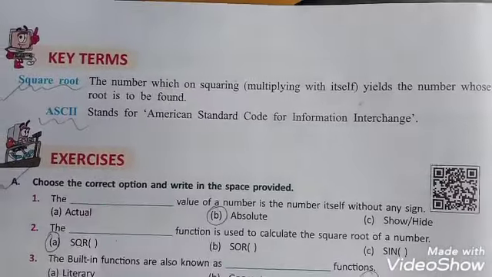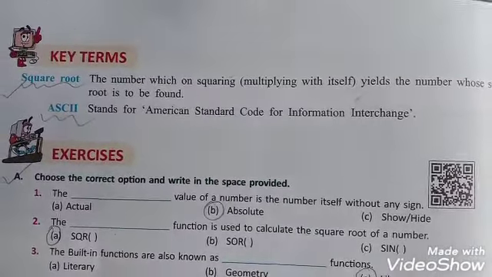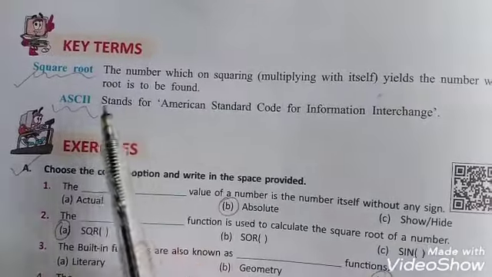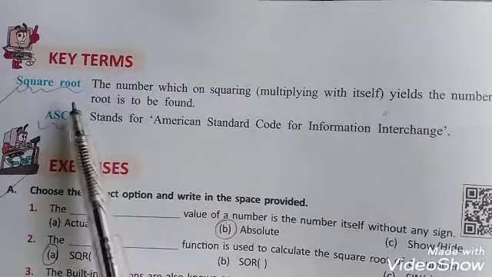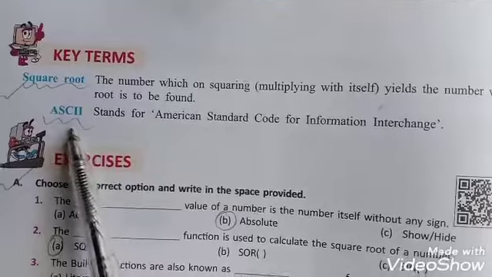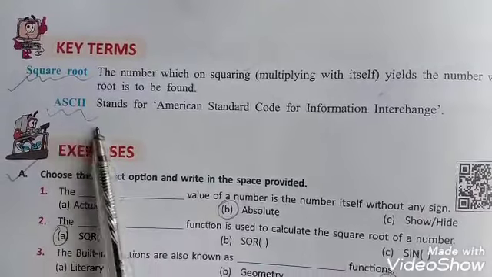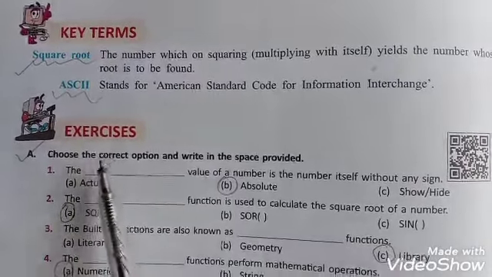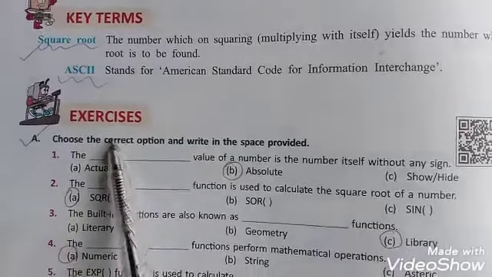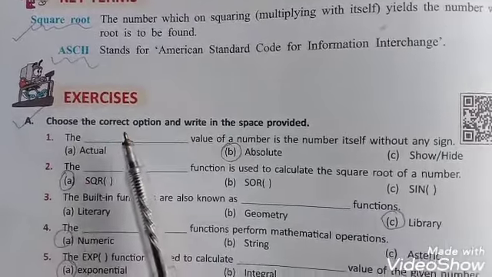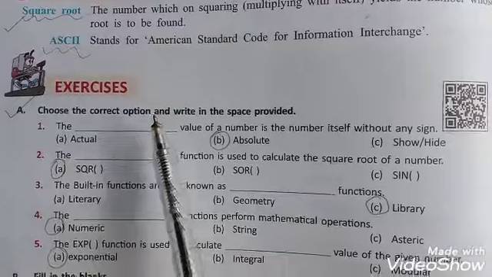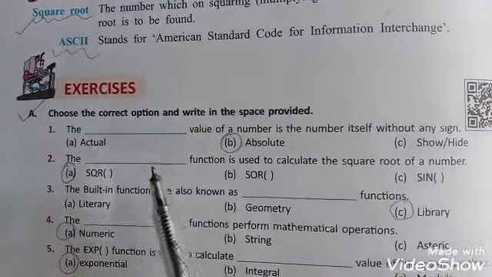Grade 7th, now we are going to start exercise of chapter number 6. Students will highlight key terms and learn them. First one is square root, second ASCII. Now we are going to start exercise. Students will solve this exercise by yourself, otherwise tally your exercise with this solved exercise.